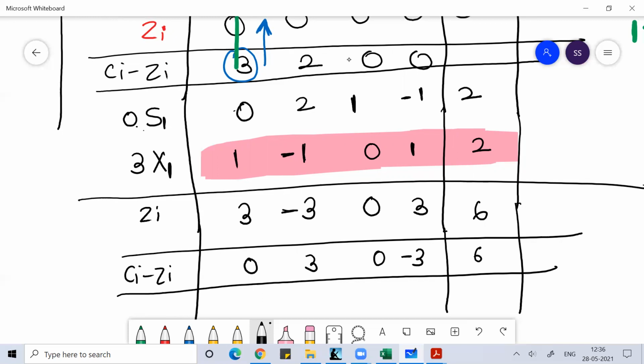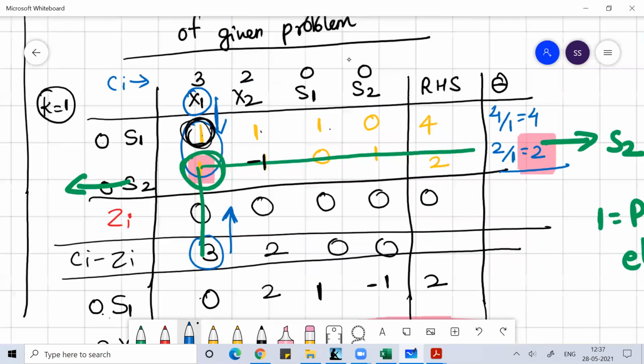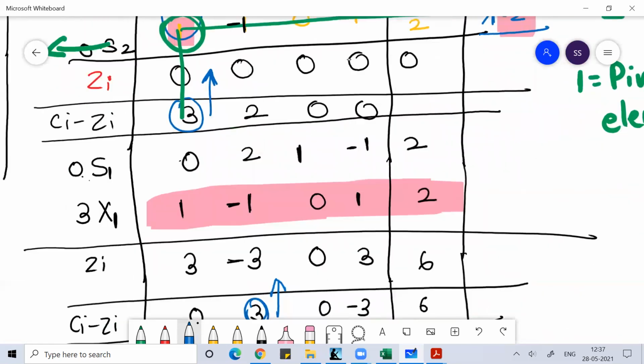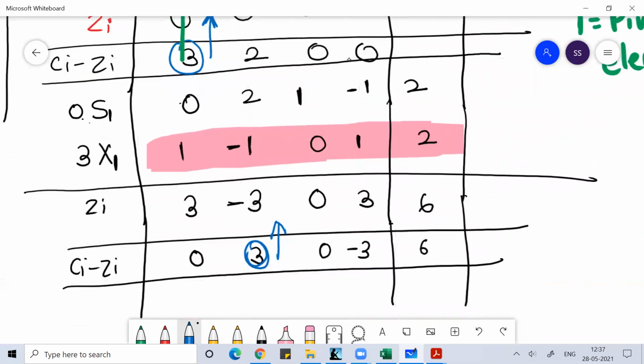To find the optimal solution, here you can see they are not 0, so this corresponds to x2. It means now x2 will enter into the solution. Then x2 will replace whom? For that, I'll find the RHS. RHS value is given. We divide the RHS by this: 2 divided by 2, 1, and 2 divided by minus 1.